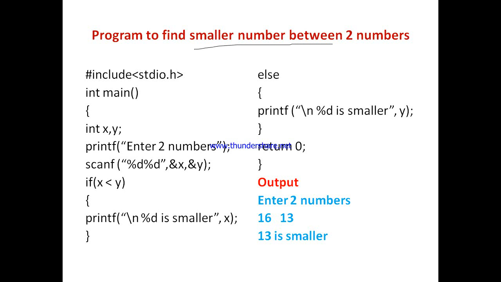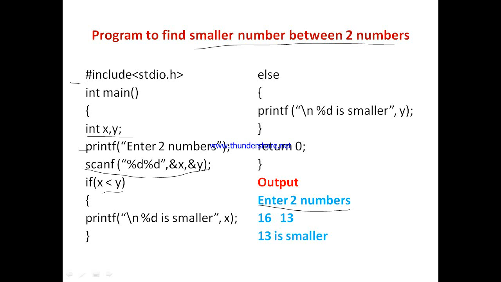to find the smaller number between two numbers. Here the same program we have written, just the condition is changed. X, y, two variables are declared. A printf statement for displaying enter two numbers. Now here scanf for entering two numbers. Now the condition is also the same: x is less than y.